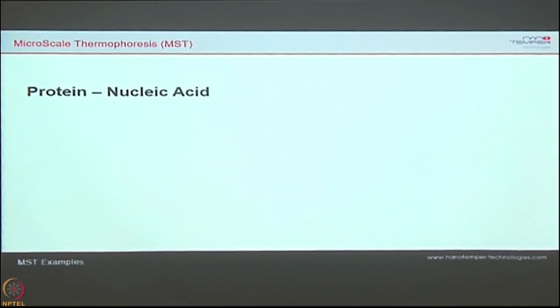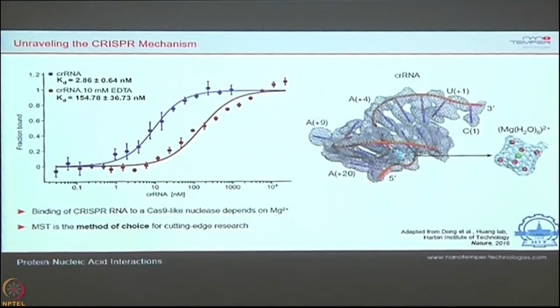And another interaction people are most interested in is protein-nucleic acids. I'm sure you are well aware of the CRISPR mechanism. Here the RNA to the nuclease protein has been studied, and this paper hit Nature, and in this paper they quoted that this is the only biophysical technique that has been able to determine the binding affinities. So even for cutting-edge technologies, MST has become a very handy tool to determine binding affinity.